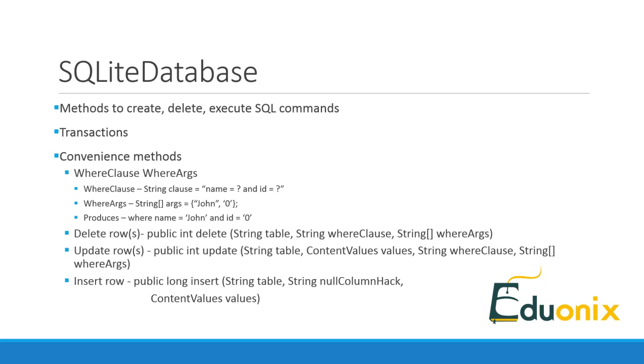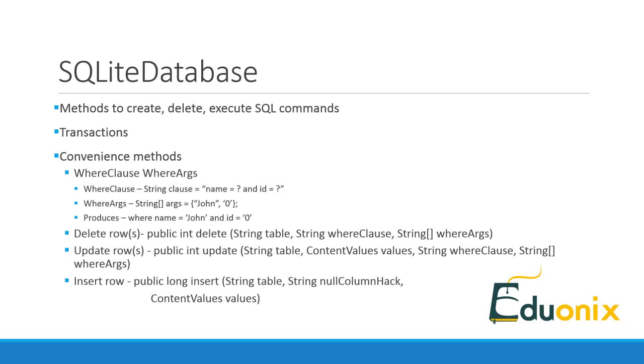The SQLiteDatabase class also includes convenience methods for common operations. Some of these methods allow for separating the where arguments from the where clause itself. In this case, the where clause could be a string like "name = ? and ID = ?". This can be used in combination with where arguments like the string array of the string "John" and string "0". Then when these parameters are used in combination, they will produce the where clause of where name = John and ID = 0.